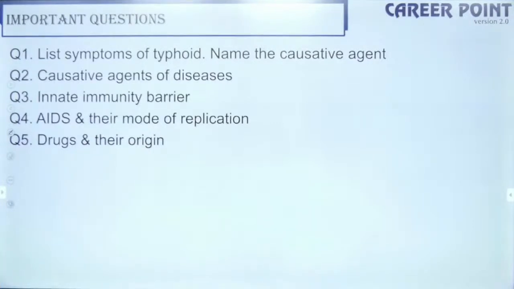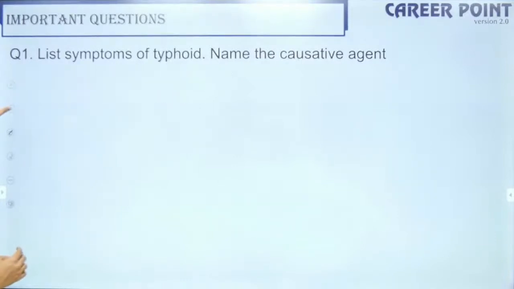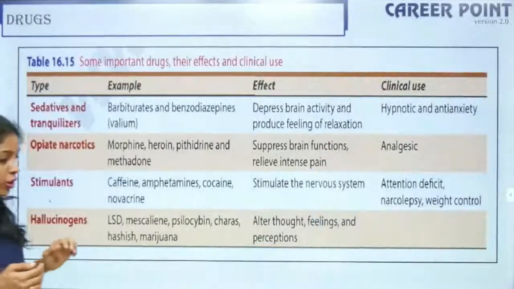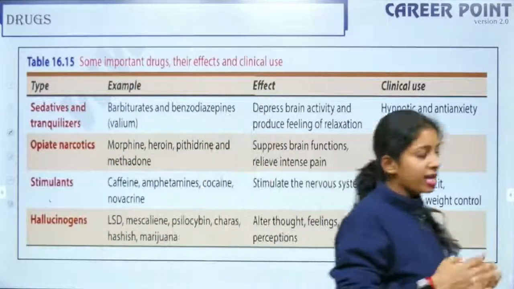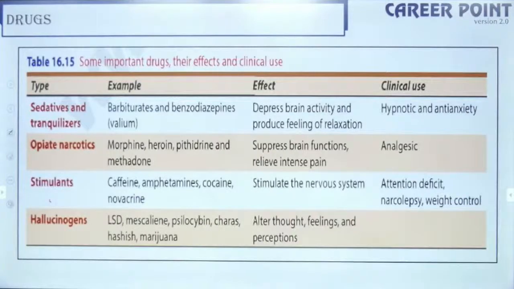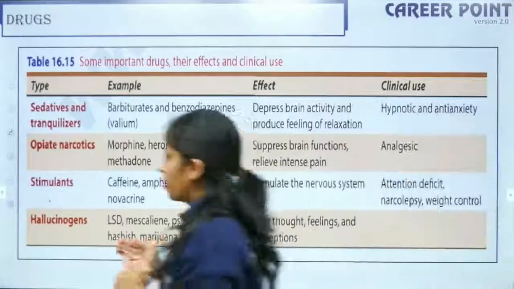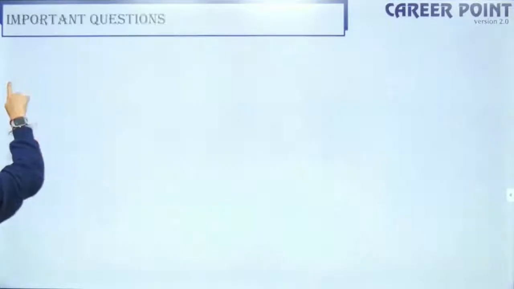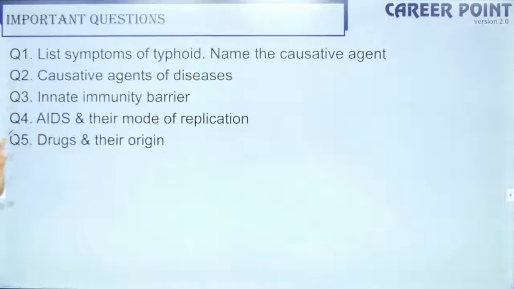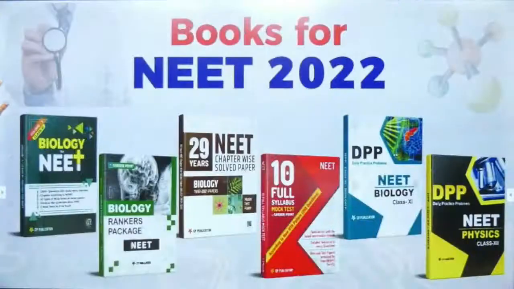Innate immunity barrier, you have 4, right? Yes, so if you want a screenshot of this page, you can take it. You can talk about the cytokine, cellular, physical and physiological barriers, right? And you can talk about how AIDS is spread from one person to the other, the drugs and their source and their origin, right? So that is all the important, possible questions that can come from this chapter for your board, right? So with this we come to the end of this revision.